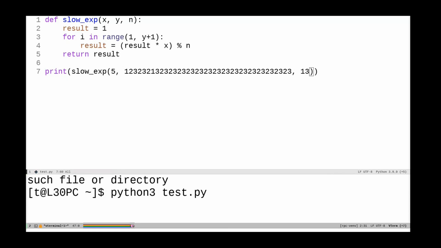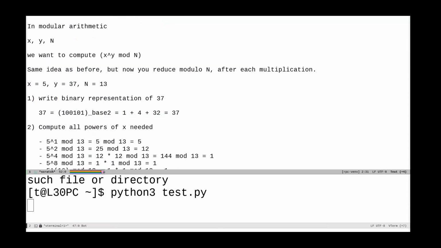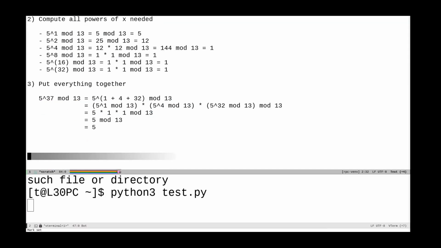To implement it, the approach I showed you was very explicit. First you write the binary representation, then you write the exponent you need, and then like this. The way we will implement it in the computer is going to be a bit more implicit, in the sense that we will not write the binary.